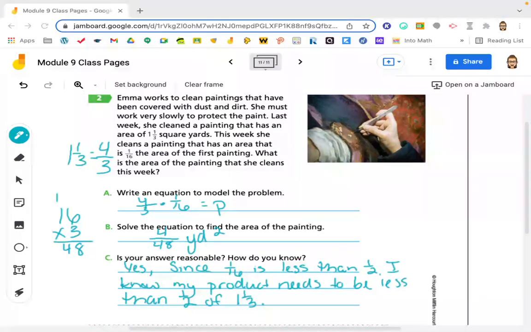So that is all for today's lesson. Hopefully you are now able to solve multiplication problems with fractions and mixed numbers to find the area of rectangles. And remember, in order to be a math person, all you have to be is a person and do math.